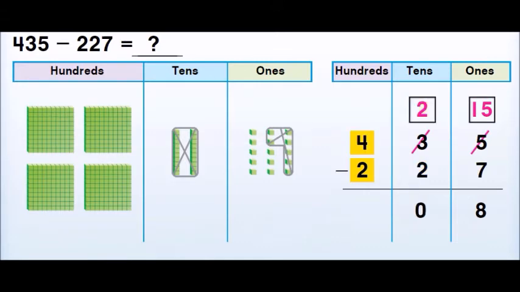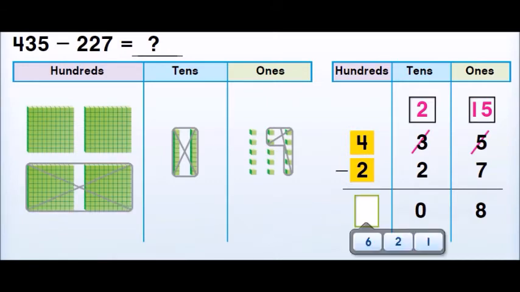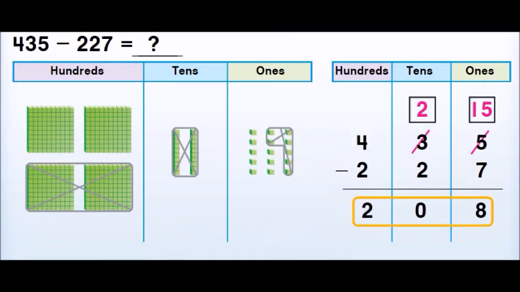And now you need to do the subtraction in the hundreds column. In this column, you're subtracting hundreds. How many hundreds are left when you subtract 2 hundreds? There are 2 hundreds left. The difference has 2 hundreds, 0 tens, and 8 ones. So 435 minus 227 is equal to 208.